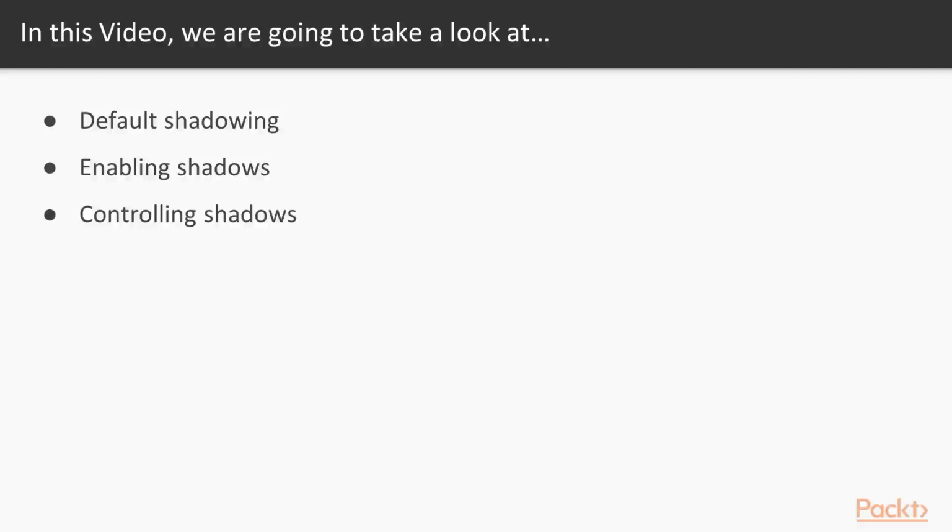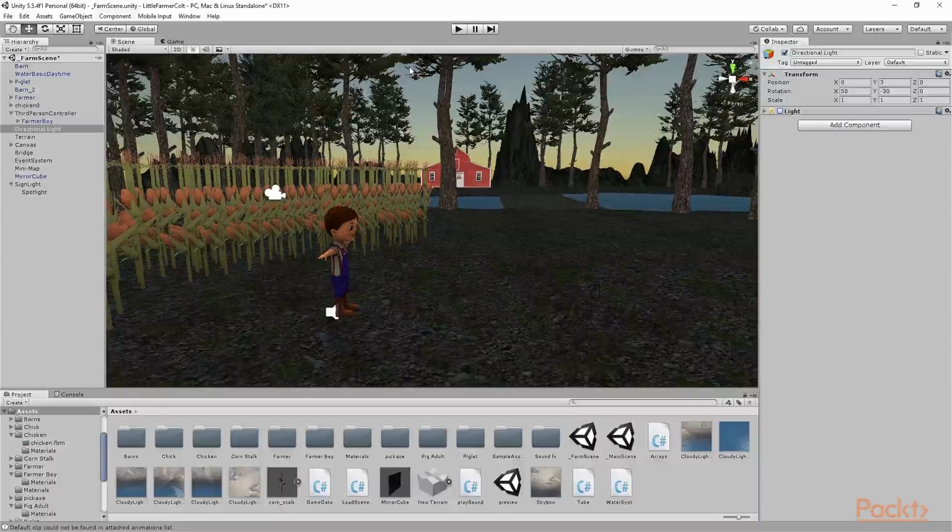In this video, we will look at Unity's default shadow effects. We will learn how to enable and disable shadows, and we will experiment with shadow control. Here's a sample game for experimentation only.